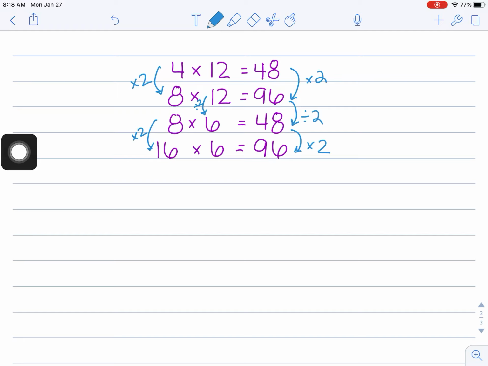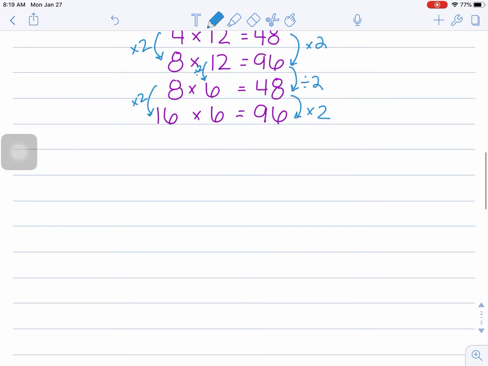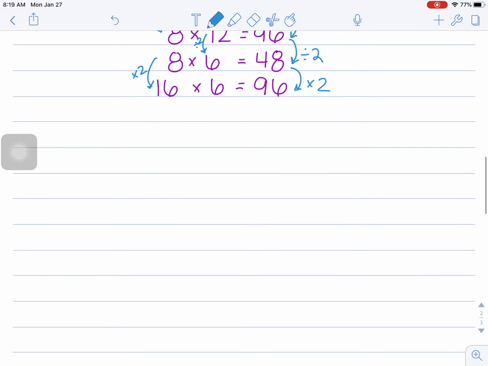I want you to be looking for those relationships as you are solving problems, okay? I'd like to do one more thing with this problem string, and I'm going to give you some problems one by one. So I have 12 times 8, okay, and I want you to draw an array for it. So 12 times 8 would look like this, right?